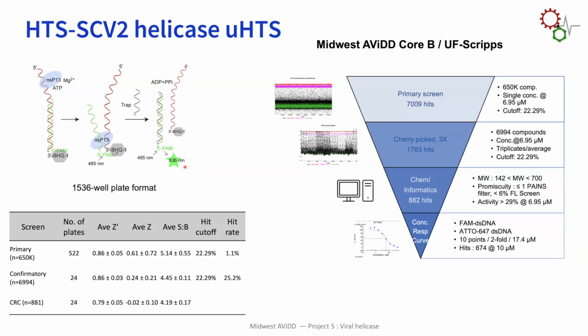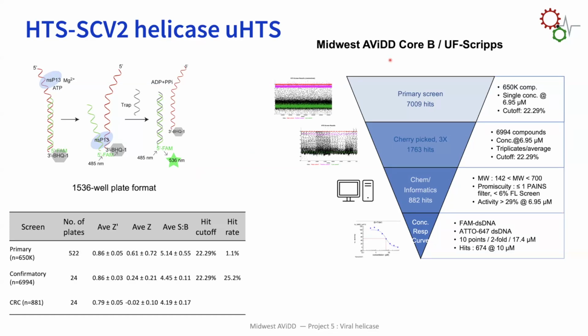We took a lot of advantage from the literature. They developed this type of assay using SARS-CoV-1 about 10 years ago. The nice thing about the SARS-CoV-2 helicase is that there is only one amino acid change between the SARS-1 and SARS-2 helicase, so we didn't have any problem implementing the assay. Using this developed assay, we implemented it into a 1536-well plate format.